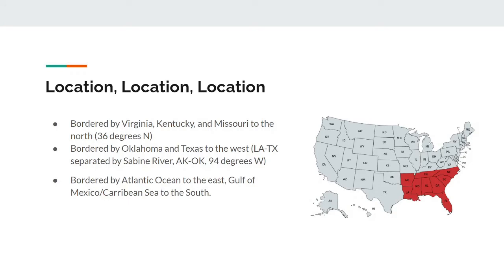Location, location, location. To the north, the southeast region is bordered by Virginia, Kentucky, and Missouri on about 36 degrees north. To the west, it's bordered by Oklahoma and Texas on about 94 degrees west. Lastly, to the east it's bordered by the Atlantic Ocean, and to the south it's bordered by the Gulf of Mexico and the Caribbean Sea.